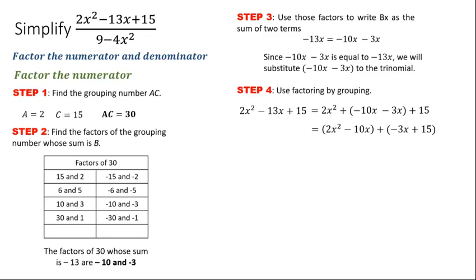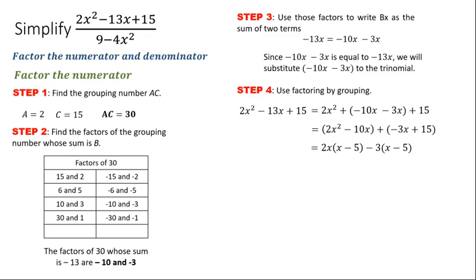So for the first pair, 2x squared minus 10x. For the coefficient, the greatest common factor of 2 and 10 is 2. Sa variable naman na x, the pinakamaliit na exponent ay 1. So therefore, our common monomial factor is 2x raised to the power of 1 or 2x. And then dividing both terms by 2x, we will get x minus 5.